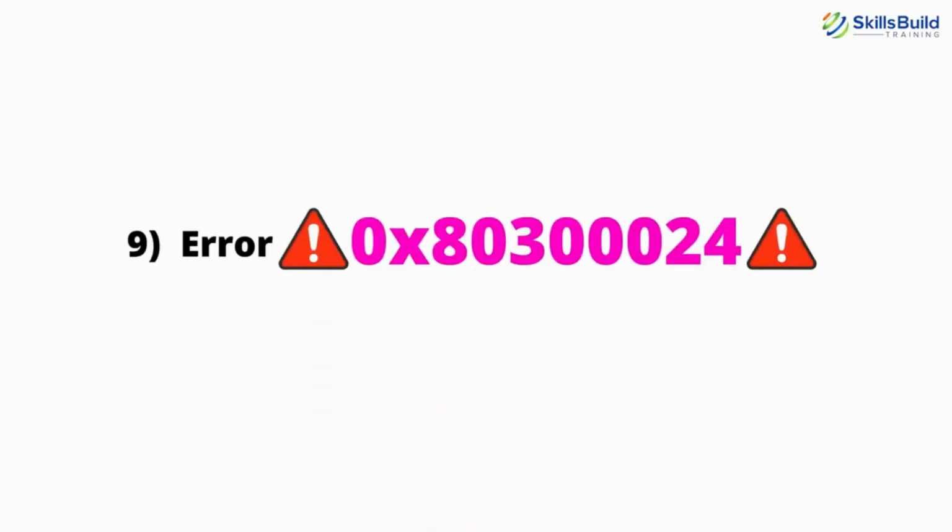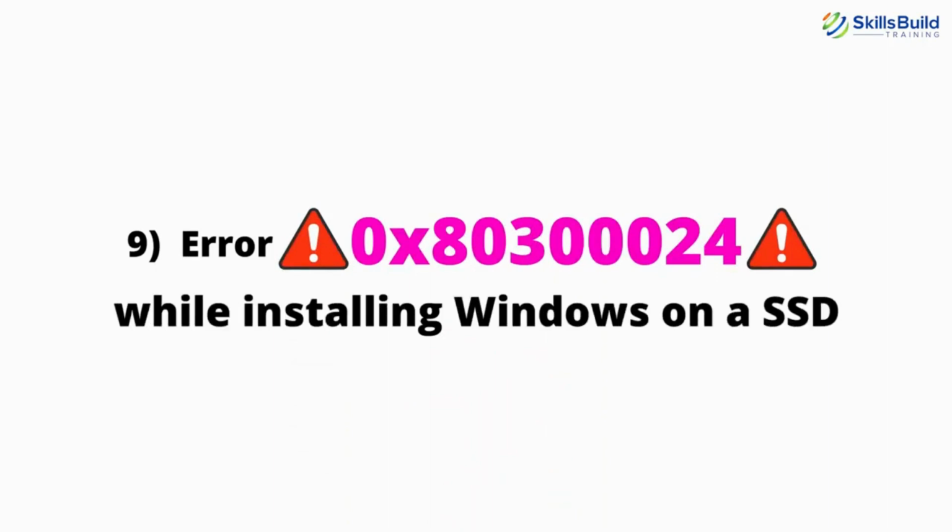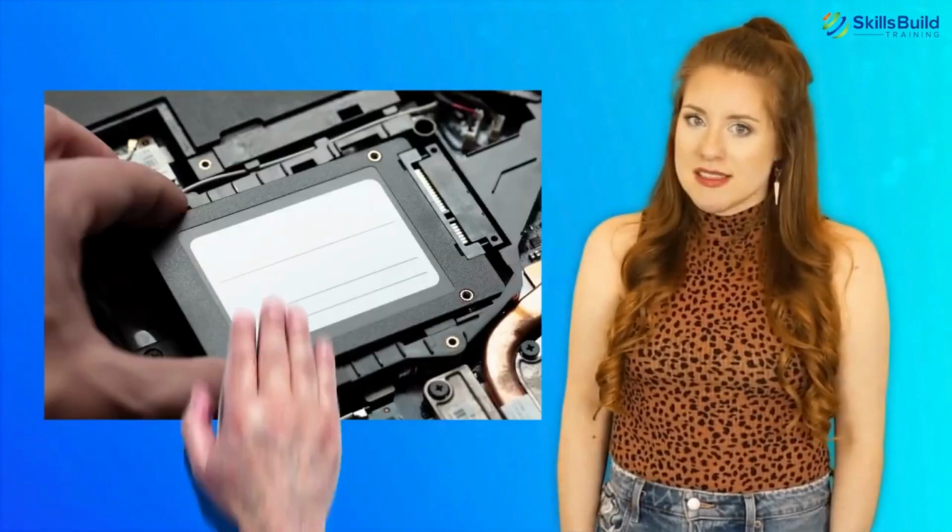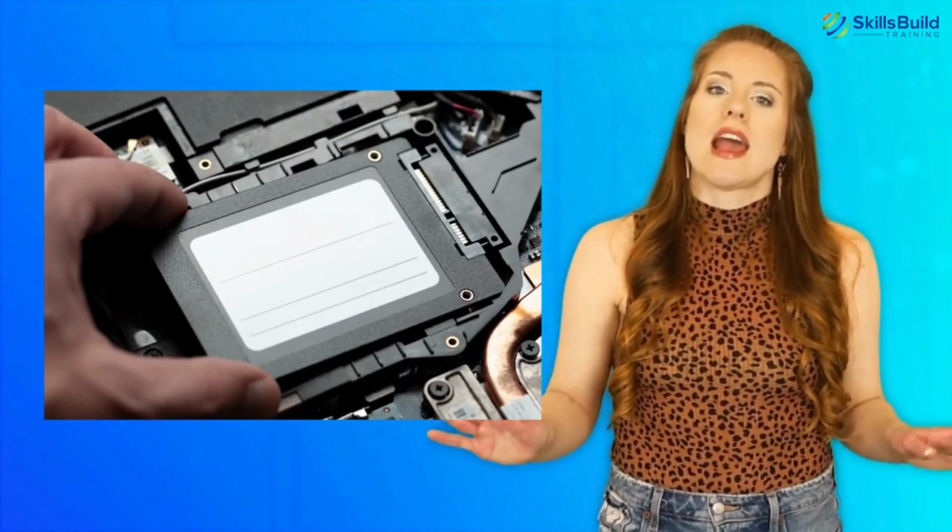Number 9. Error 0x803-00024 while installing Windows on a SSD. A lot of people face this error when trying to install Windows on an SSD. Usually this happens when you connect a new SSD to a motherboard which already has an HDD. Here's how to fix this problem. Make sure to disconnect the HDD and leave the SSD attached. After installing Windows on the SSD, you can attach the HDD.